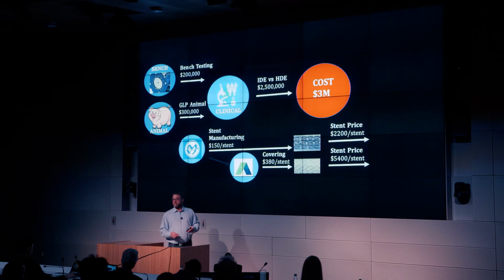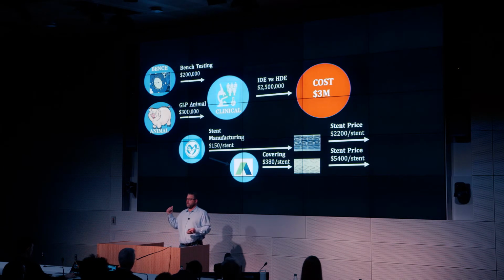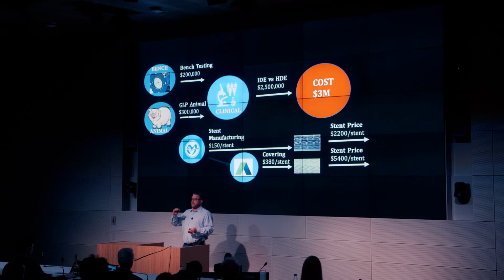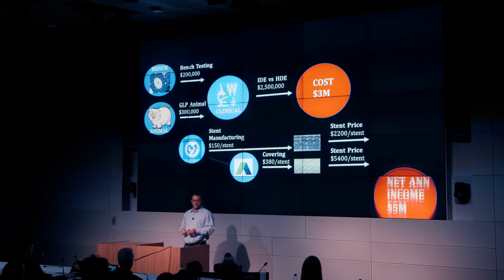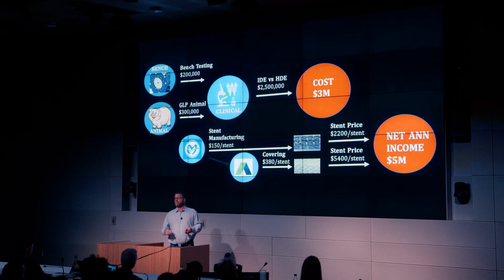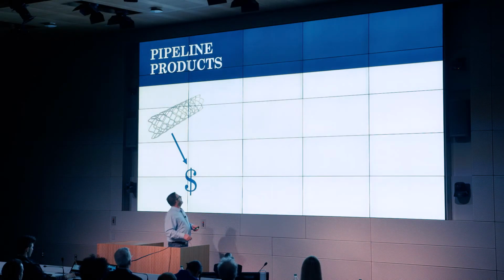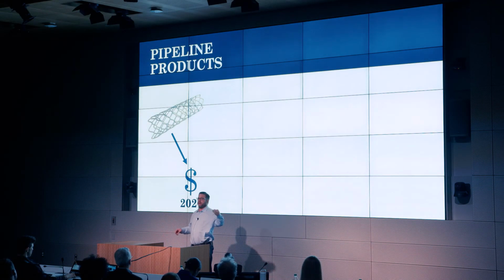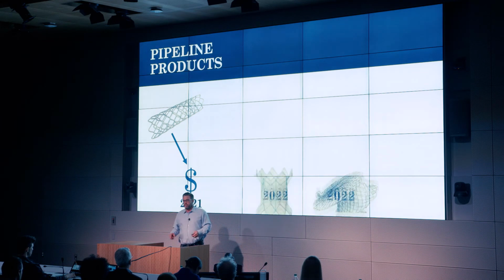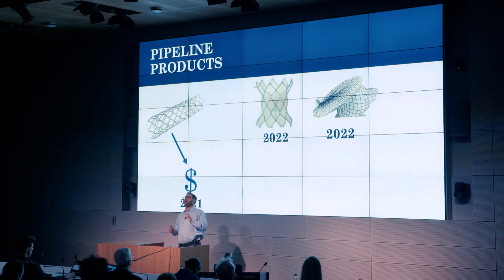Stents are incredibly cheap to manufacture, even the covered stents, and given what we can charge for them, even if we assume we capture only half the market and underprice the current level of competition, we can have really conservative estimates of an annual income of $5 million. So this is the idea. The first product's going to be a covered stent and an uncovered stent. Hopefully we start making money toward the end of 2021, and then we can get on with all the other products that these children need.